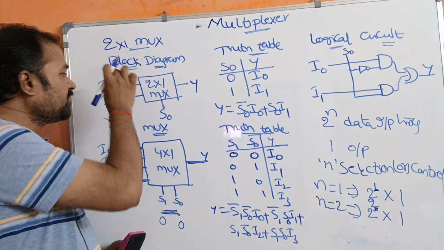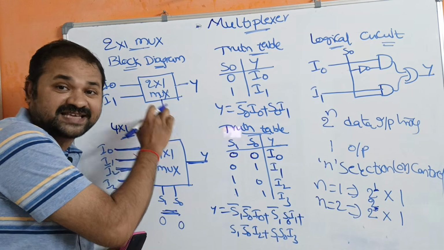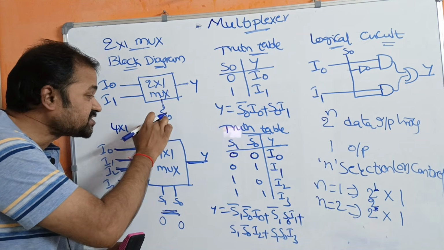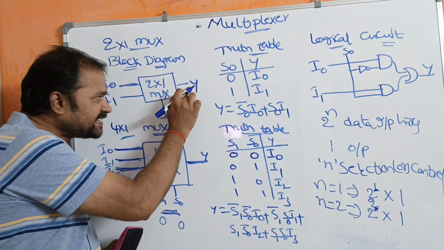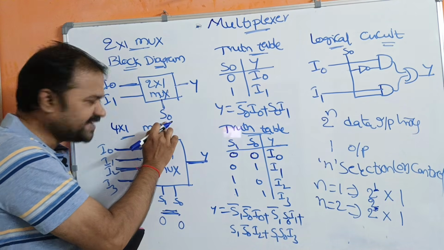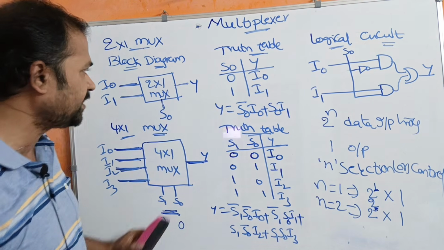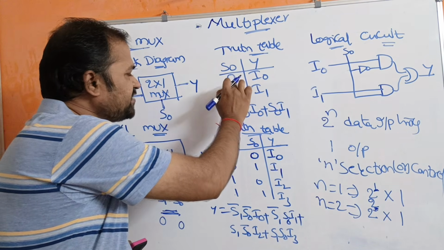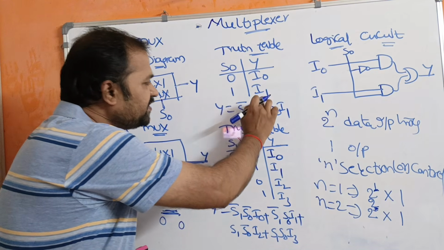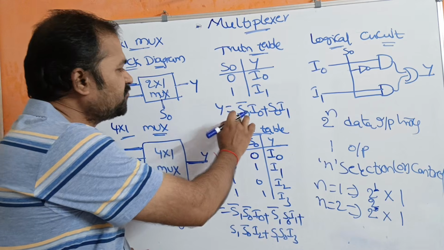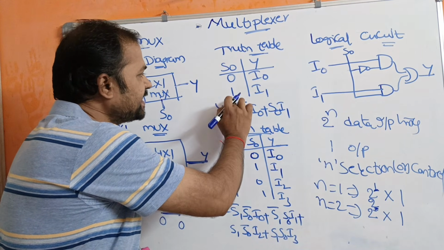Which data input line will be active depends upon the selection input S0. If S0 is 0, then the first input, I0, will be selected as the output. If S0 is 1, then the second input line, I1, will be the output. Then what is the expression here? Y is equal to S0 bar I0 plus S0 I1.